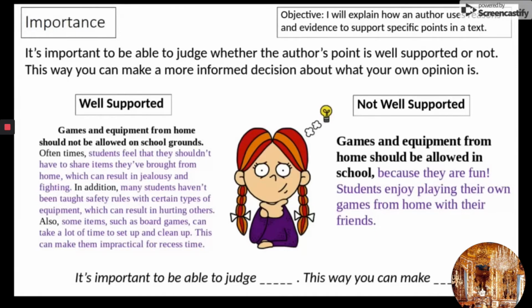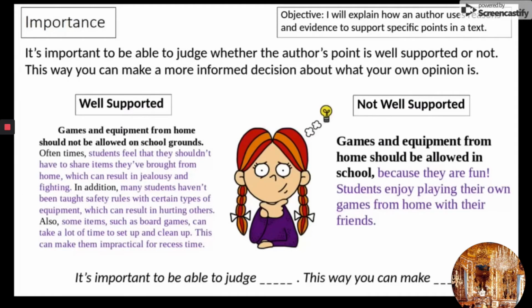So the games and equipment from home paragraph we just read was a well-supported point. They gave 3 very detailed reasons on why you shouldn't bring them to school. However, if they would have just said games and equipment from home should be allowed in the schools because they're fun. Students enjoy playing their own games from home with their friends. Well, that doesn't give me a whole lot of reasons on why it should be allowed. It needs more information.